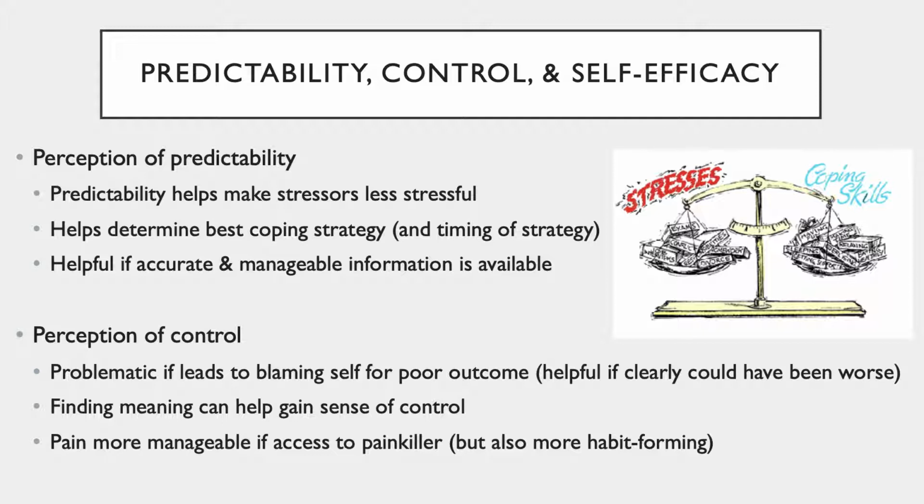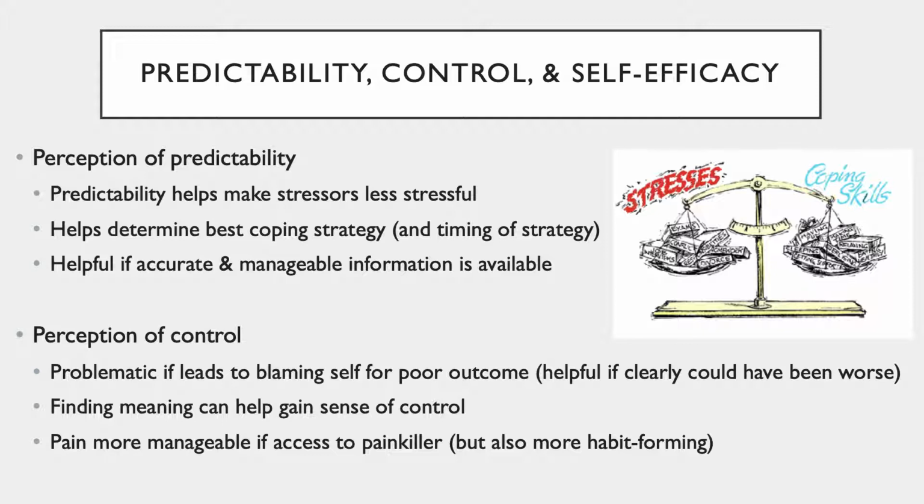Essentially, predictability is not helpful if the stressor is terrible, rare, extremely frequent, or too close or too far away in time. When it comes to the perception of control, this too can be problematic in certain situations and potentially helpful in others. It's problematic if it leads to blaming oneself for a poor outcome, but it can be helpful if it clearly could have been worse, if perhaps something we did made it better, even in some small way.